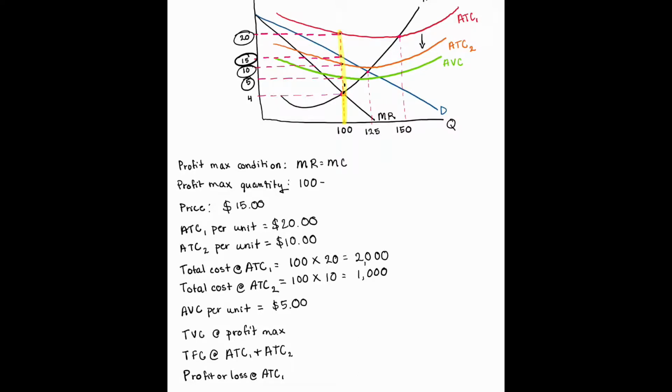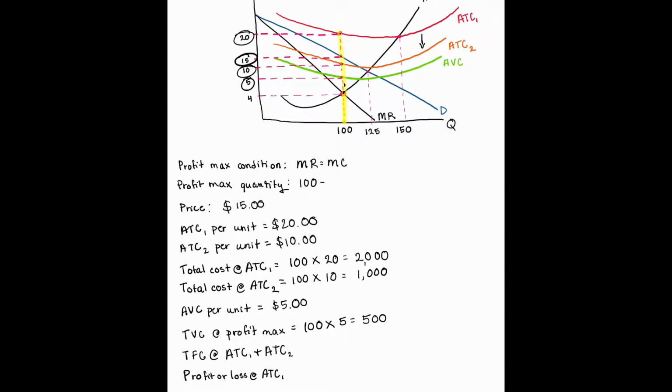So now let's calculate our total variable cost at the profit maximizing condition, which would be 100, our quantity, times $5 equals 500.